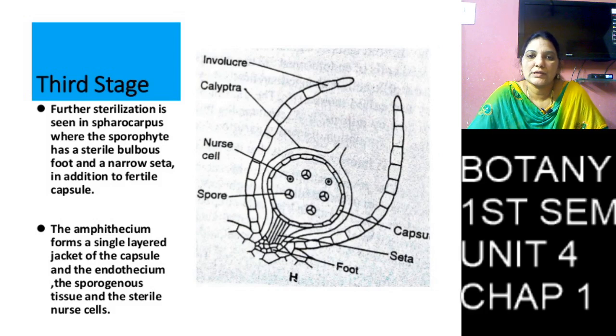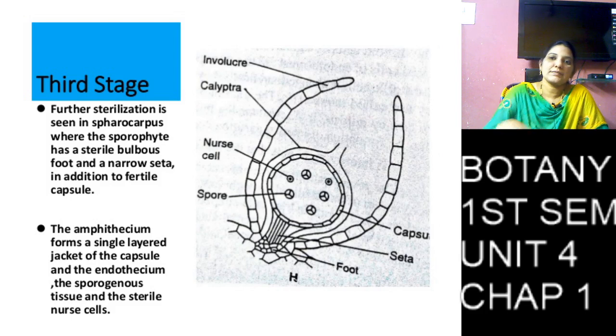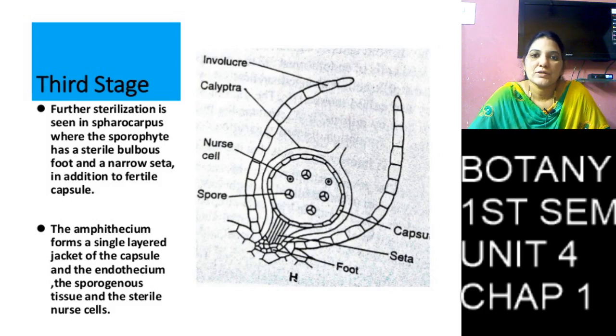Here the capsule is a round shape structure, and it has one outer jacket layer, and spores are present in the middle of the capsule. Here the calyptra is also present. The calyptra is present from the foot.